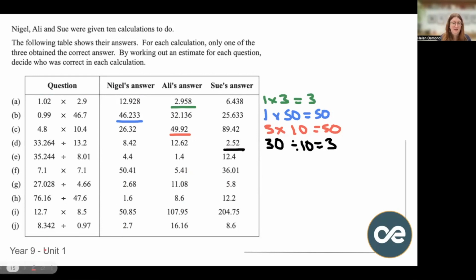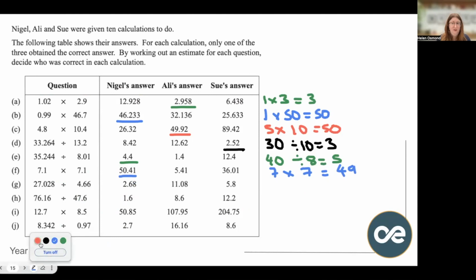Hopefully you can see how I'm using my estimates to get an idea, and the closest value in the table is then correct. So this is now 40 divided by 8, which is roughly about 5. So I'm going to say that that's this one here for Nigel. We have then got 7 times 7. 7.1 rounded both times gives me 49. So that's pretty close to 50. So it's going to be that one. So Nigel again.